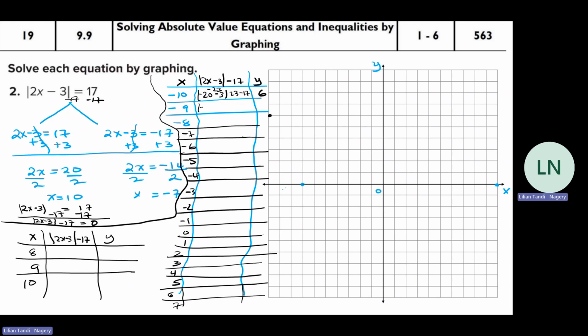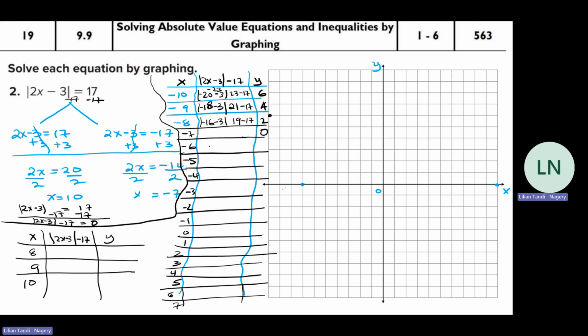-9 times 2 is -18. -18 minus 3 is -21. Absolute value cannot be negative, so 21 minus 17 is 4. I'm noticing my numbers are going down by 2, but let me confirm. So -8 times 2 is -16, minus 3 is -19. 19 minus 17 is 2. So I notice my numbers are going down by 2. So 6, 4, 2, 0.